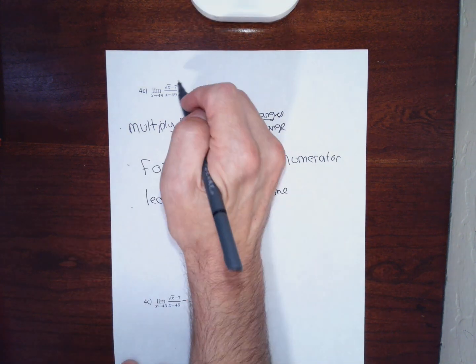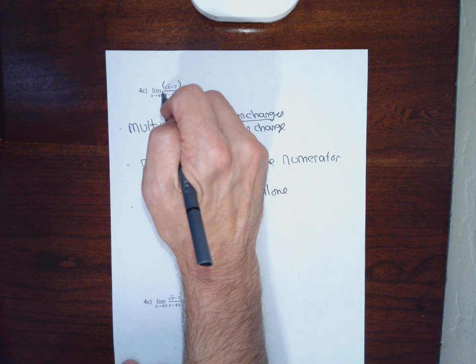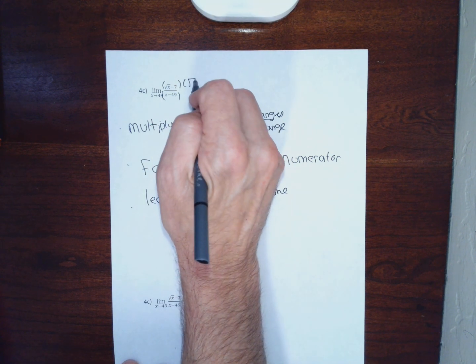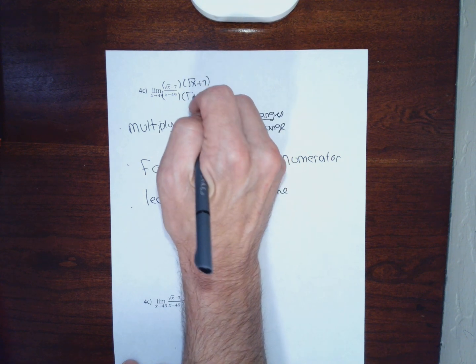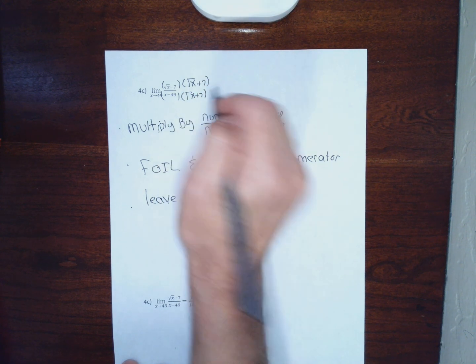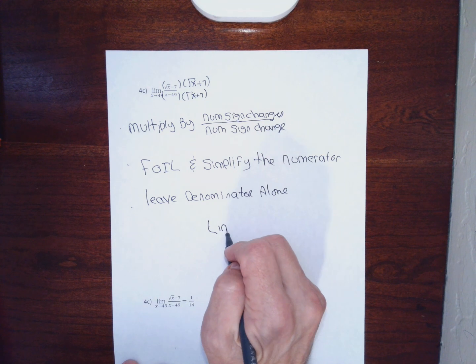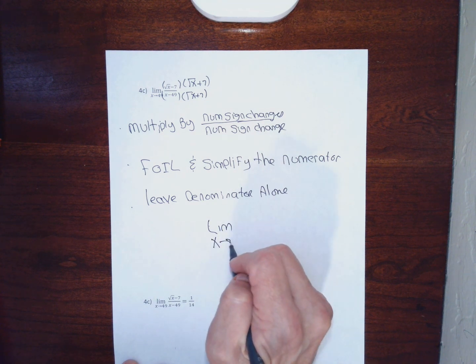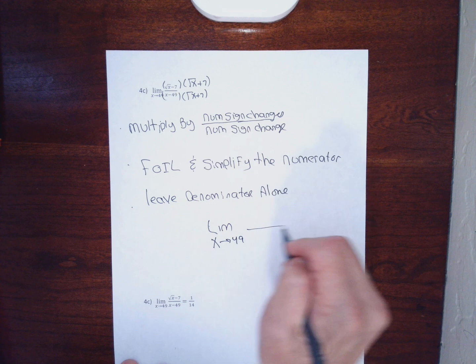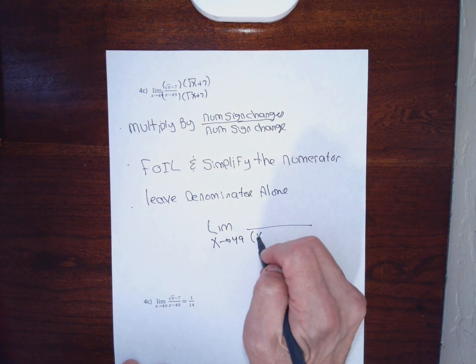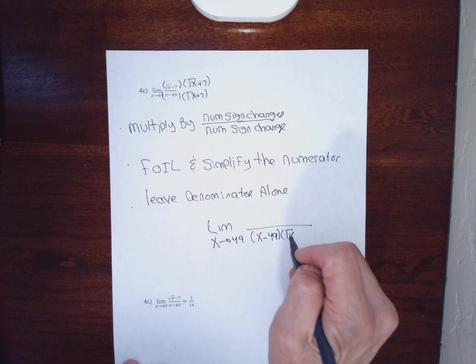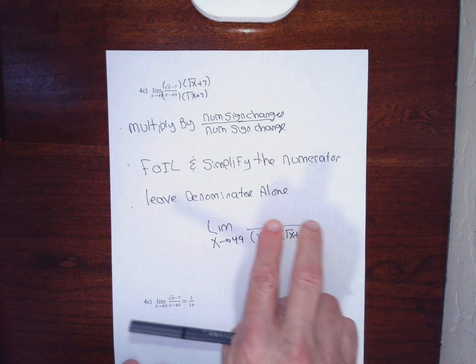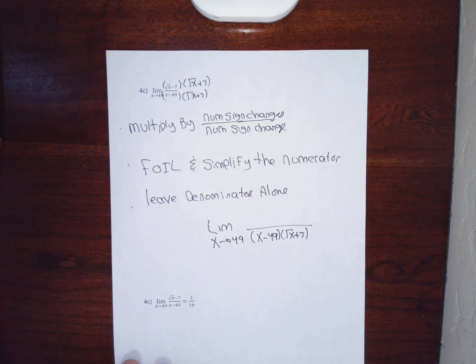So I'm going to multiply the numerator and the denominator by the numerator with the sign changed. And that's going to give me the limit as x approaches 49. I'm going to leave the denominator alone, x minus 49 times the square root of x plus 7. And up here I'm going to write what the numerator simplifies to.